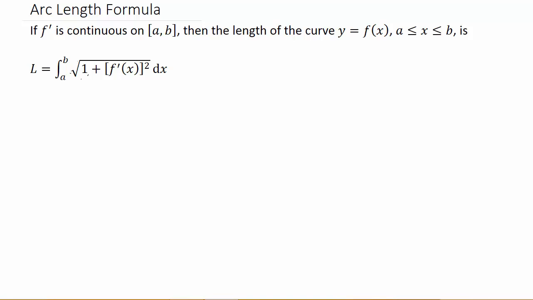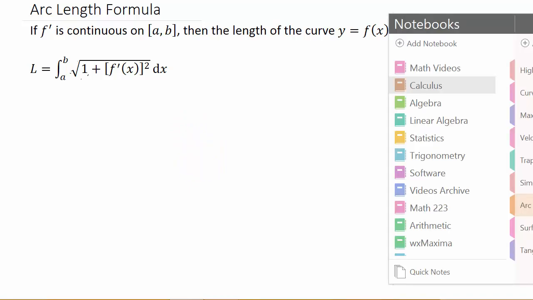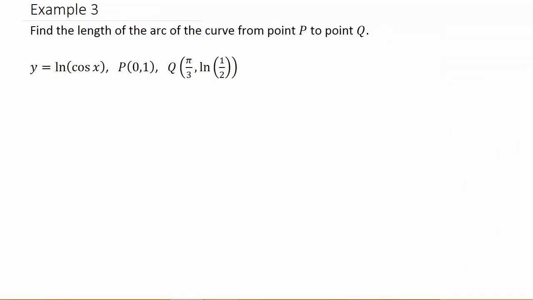Alright, so here's the third example. We're going to find the arc length of a curve. So if we have a function and its derivative is continuous on [a, b], then the length of the curve y equals f of x from a to b is the integral from a to b of the square root of 1 plus the derivative squared dx. Okay.